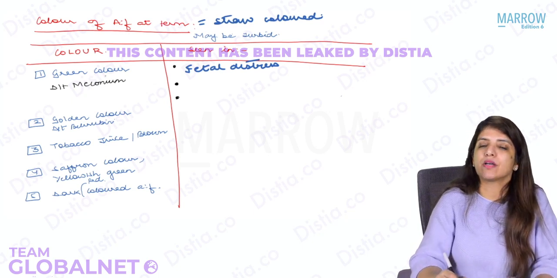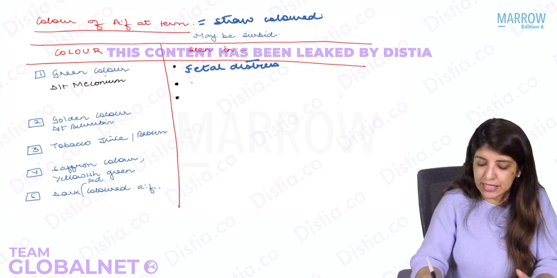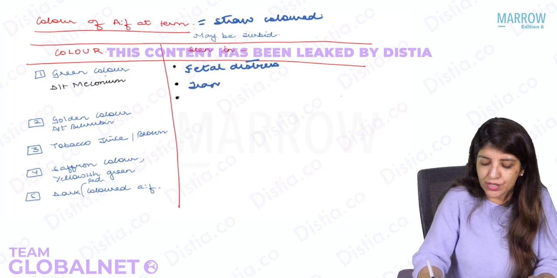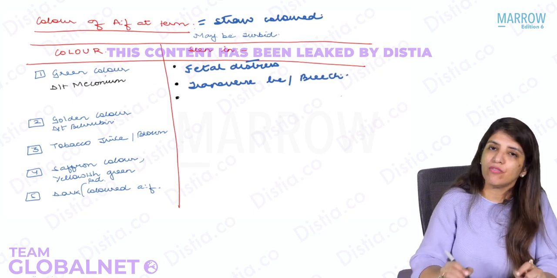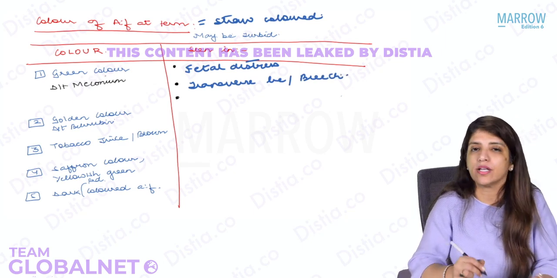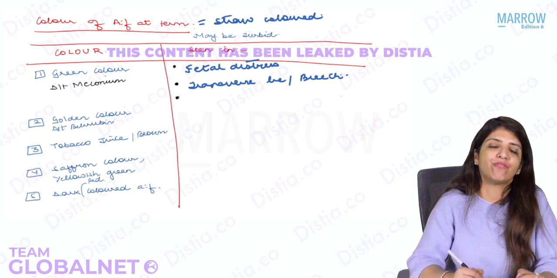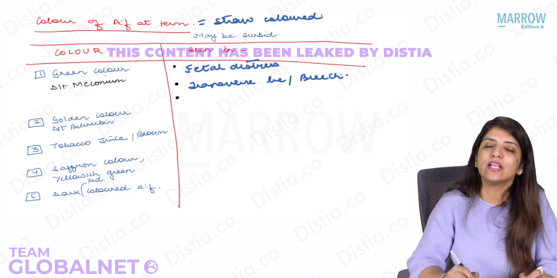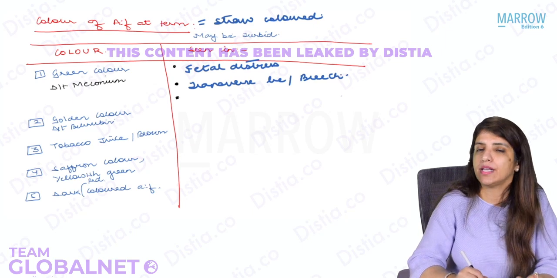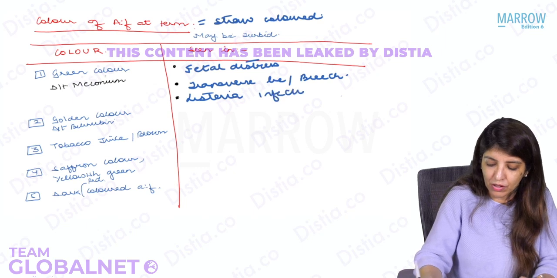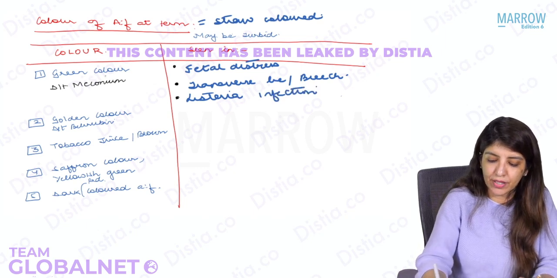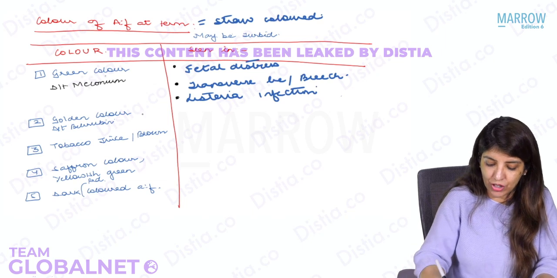Apart from that, suppose your fetus is in transverse lie or in breech, then in these conditions, even if there is no fetal distress, you may still get green colored amniotic fluid. And third is listeria infection. So green colored amniotic fluid is seen in listeria infection.